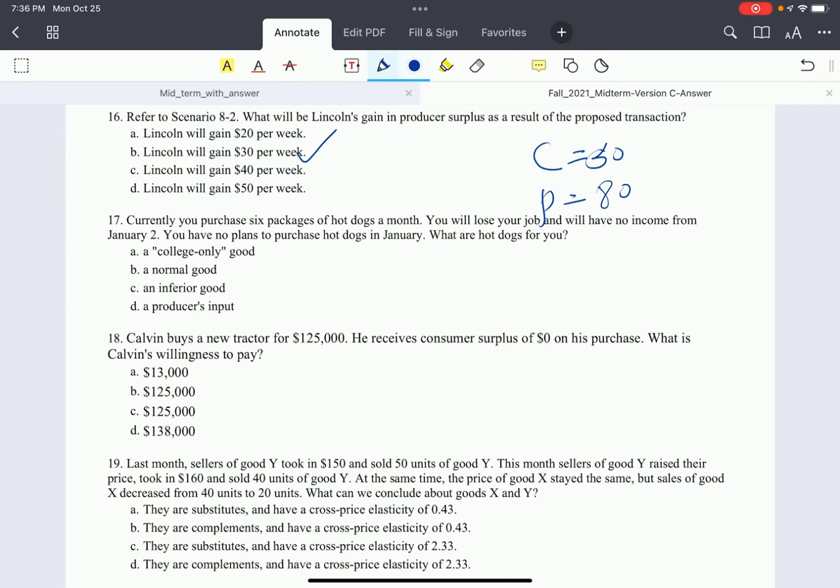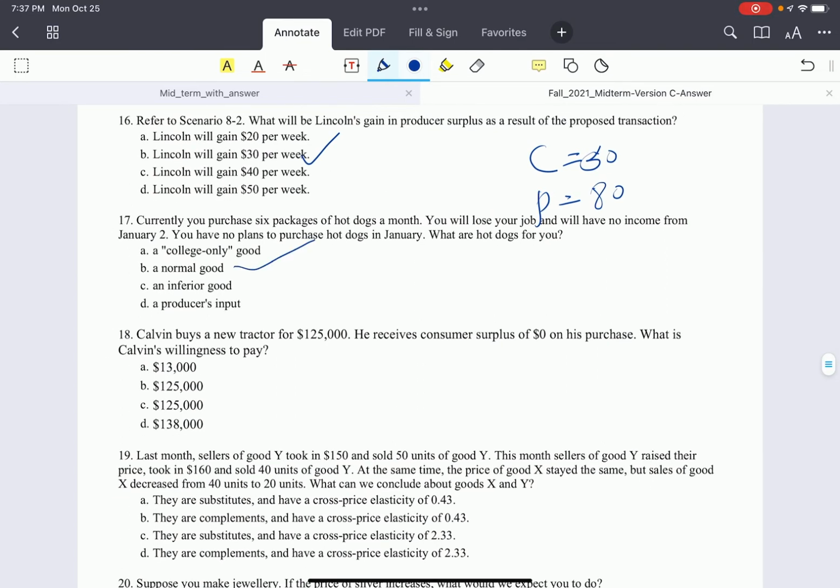basically you will see a decrease in your income because you will lose your job. And then after your income decreases, you will not purchase hot dogs anymore. So there will be a decrease in the quantity demanded. So basically you can see that hot dogs for you are a normal good, because if your income decreases, your quantity demanded also decreases. So this is exactly the definition of a normal good.